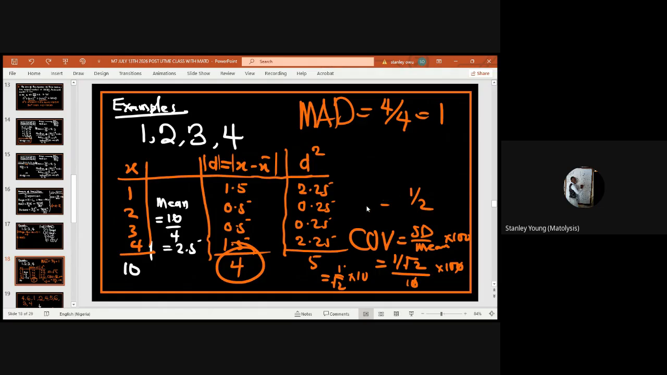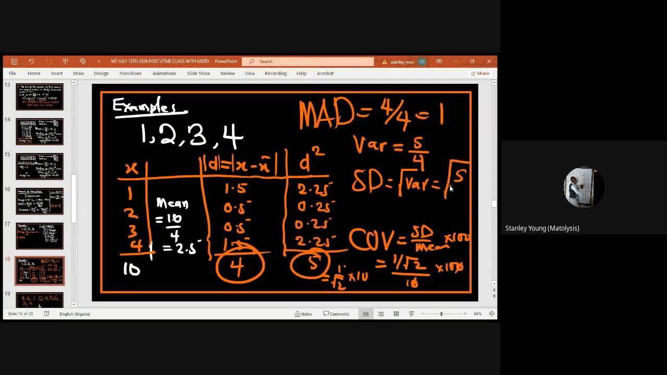Then we calculate the standard deviation too by getting the square of the deviation from the mean. 1.5 squared, 0.5 squared, see the bottom. You sum that together, we got 5. That means the variance here is going to be 5 divided by 4. So our variance there is equal to that. Standard deviation means square root of variance. So that's going to be square root of 5 over 4.